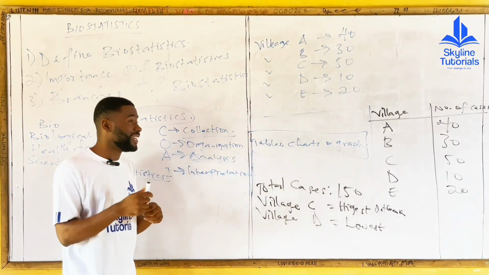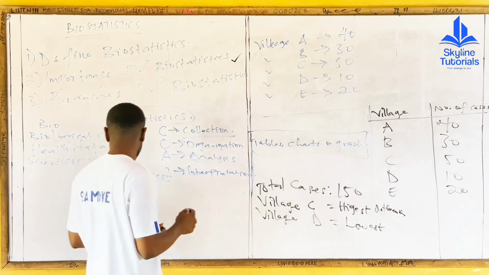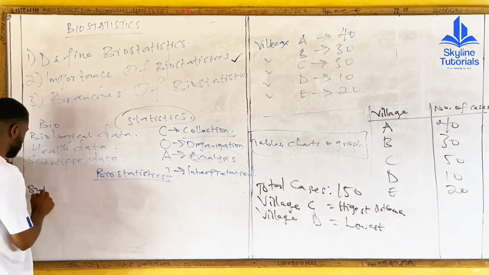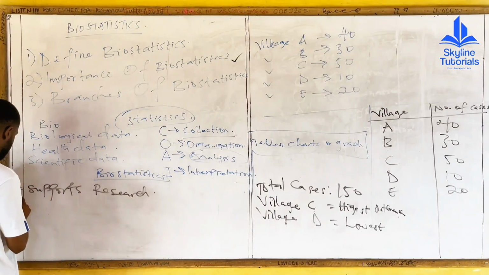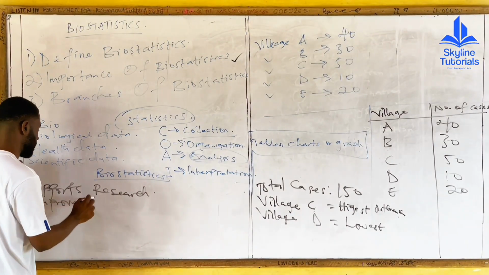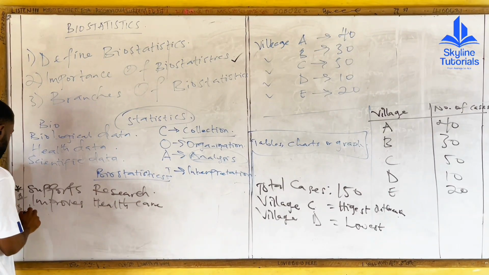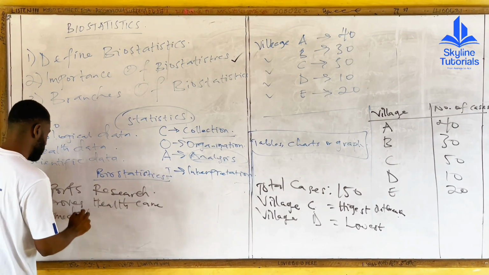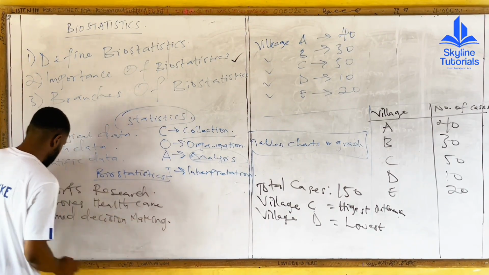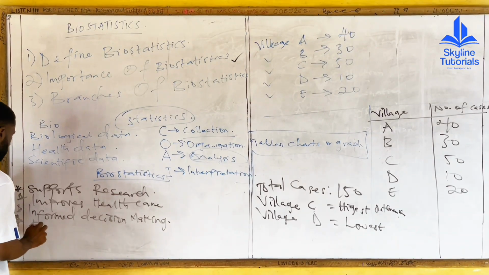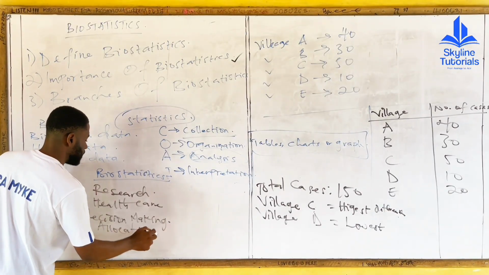I've given two importance already. Another importance of biostatistics is that it helps to support research. Another is that it improves health care. Another is that it gives informed decision making. Another is that it helps in the allocation of resources and lots more.